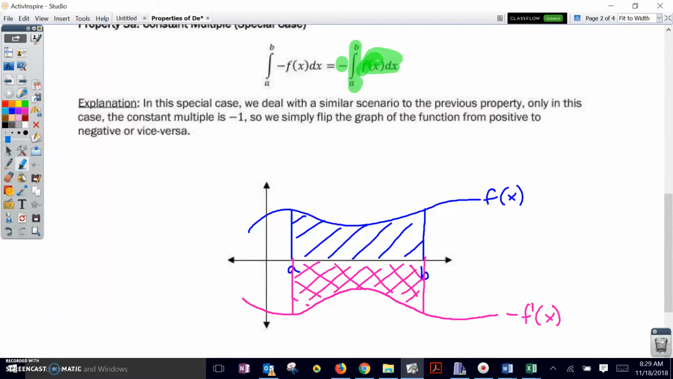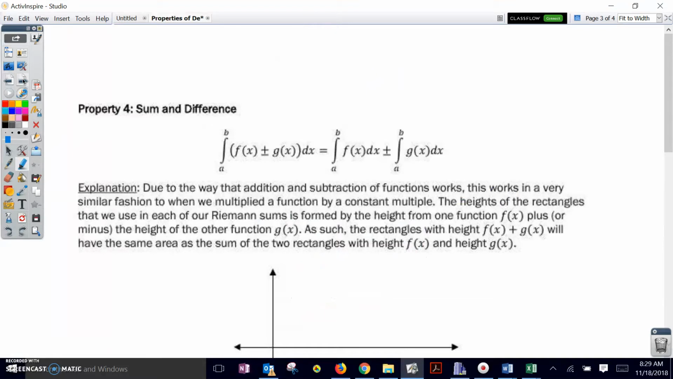Alright, let's see. I think we can get through one more property. The sum and difference rules for integrals. The integral from a to b of f of x plus g of x is equal to the integral of f of x plus the integral of g of x. And the integral of f of x minus g of x is equal to the integral of f of x minus the integral of g of x.